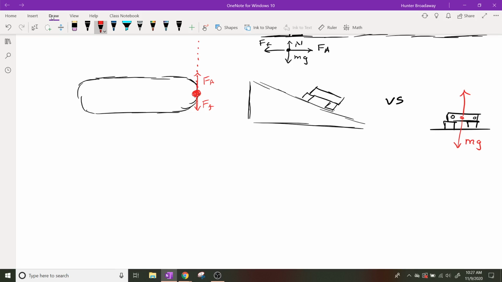So when the wheels turn, what do they do? Let's see, it's going this way. So why don't we say that this way is the centripetal force? I'm going to call that Fc for centripetal force. Now remember that centripetal force is actually something.